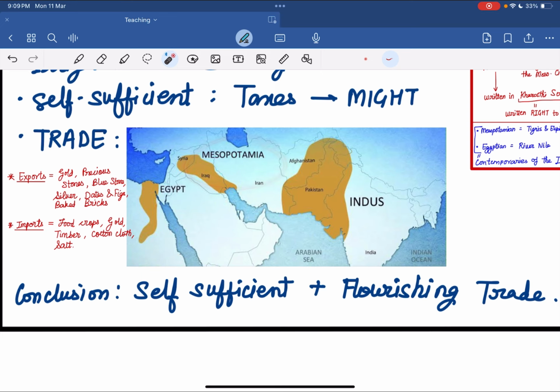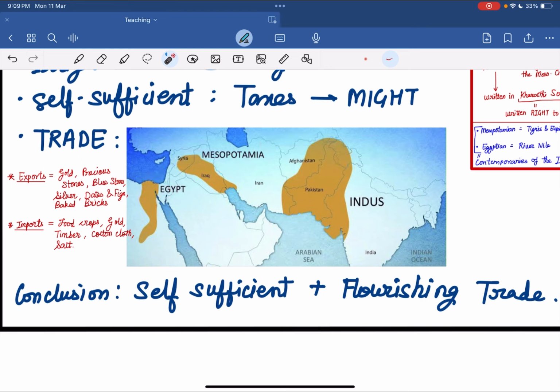They have also written, the Mesopotamian people have also written कि Mesopotamian people क्या क्या एक्सपोर्ट करते थे. तो उनका जो एक्सपोर्ट था वो हमारा इम्पोर्ट बन जाएगा. Mesopotamian people used to export gold, precious stones, blue stone which goes by the name of lapis lazuli, silver, dates and figs, baked bricks. ये सब कुछ Mesopotamian civilization एक्सपोर्ट करते थे.